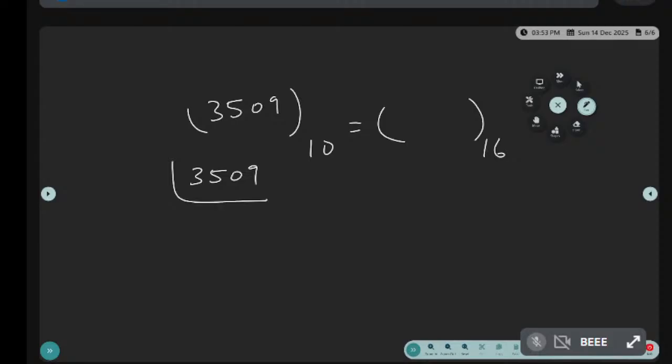3509 base 10 converted to hexa. 3509 divided by 16. What is the answer? 219, remainder 5. 16. Next number 13.